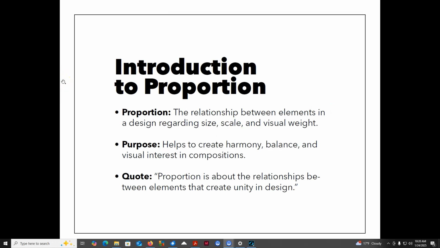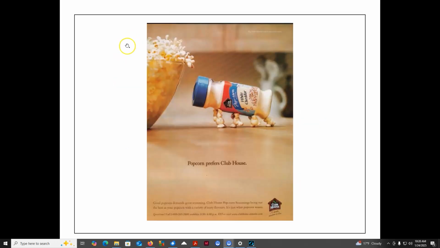We're going to talk about an introduction to proportion. Proportion is a relationship between elements in a design regarding scale or size, scale, and visual weight. The purpose is to help create harmony and balance in visual interest and compositions. Proportion is about relationships between elements that create unity in design. So proportion is where you take something and you can create some visual interest, visual harmony.